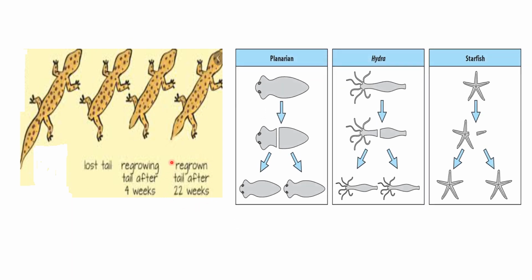Lost tail in the lizard, regrowing tail after 4 weeks, and regrown tail after 22 weeks, due to the process of mitosis. Planaria में regeneration हो रही है due to mitosis. Hydra में regeneration, the body will split into two parts, and each part can form two equal organisms. Similarly, in the starfish, regeneration will produce two complete organisms. So regeneration is due to the process of mitosis, जिसमें lost part या तो repair होता है या lost part complete organism produce करता है.